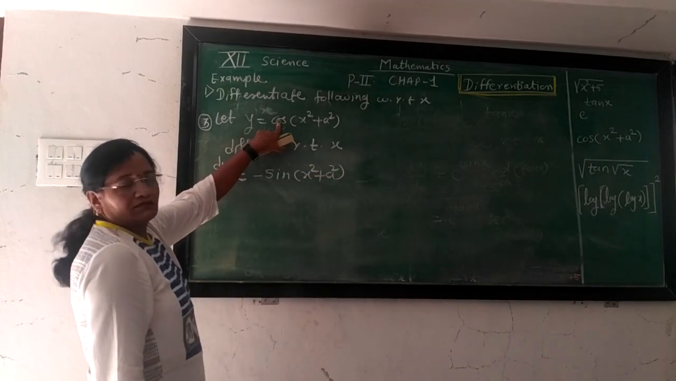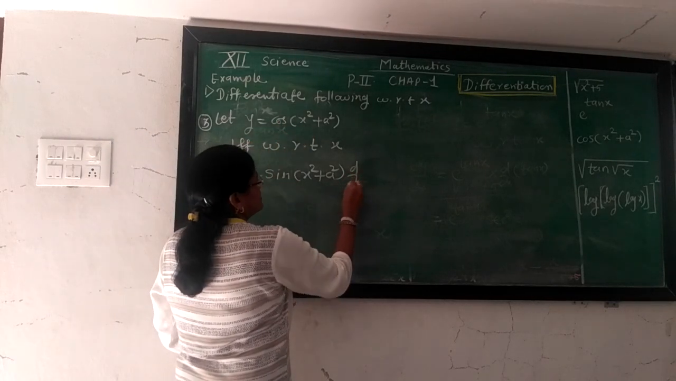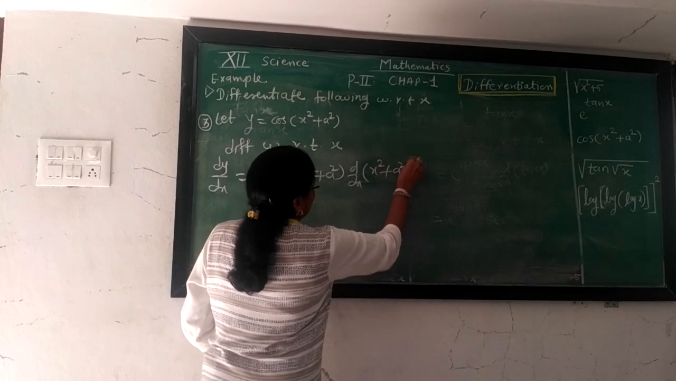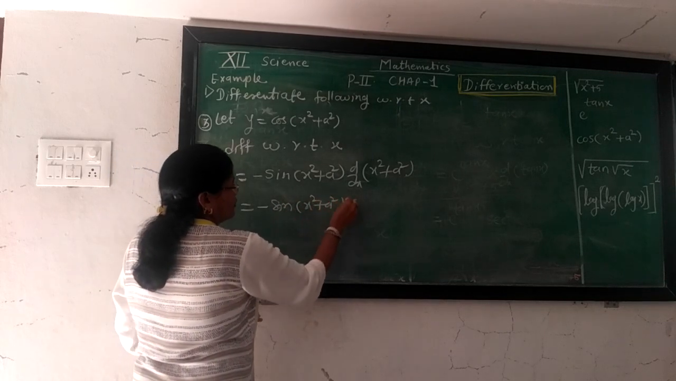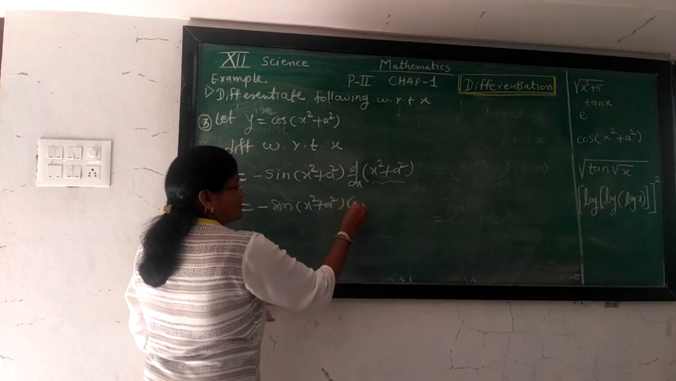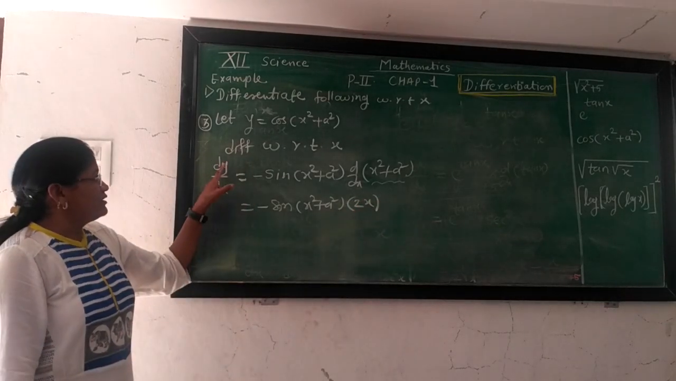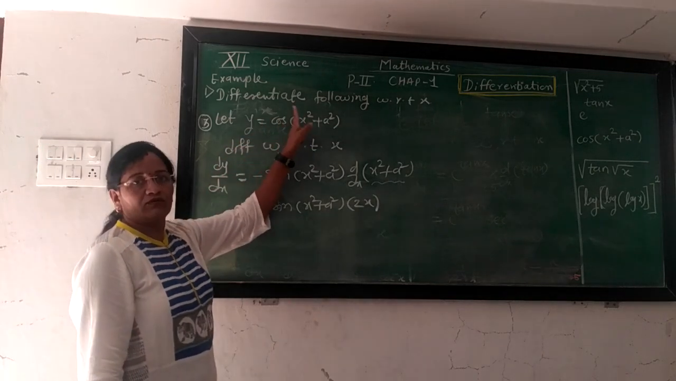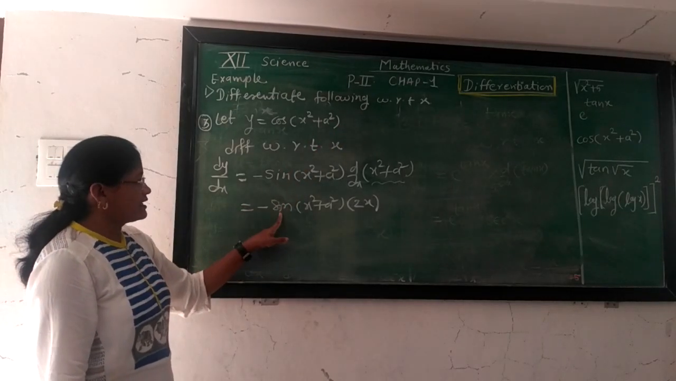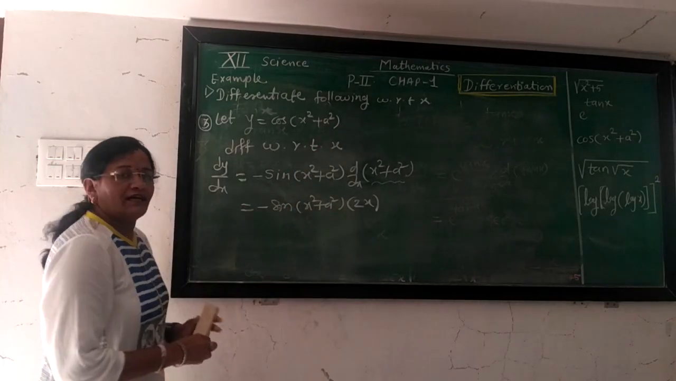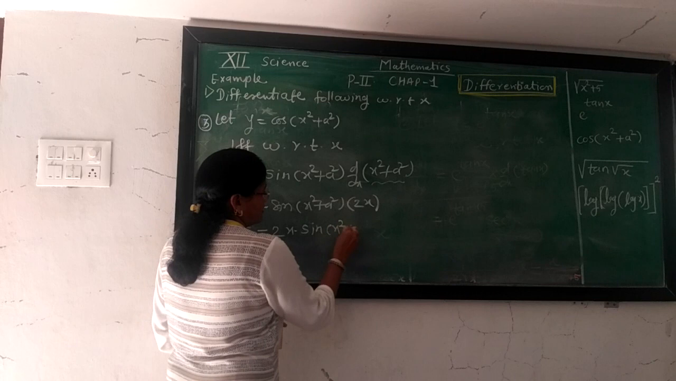Now the work of the derivative of cos is over. Now we take the derivative of x square plus a square, d by dx of x square plus a square. So the first term remains as it is, and we only find the derivative of this. The derivative of x square is 2x and the derivative of a square is 0, and therefore the derivative of y equal to cos of x square plus a square is equal to minus sine of x square plus a square into 2x, and therefore the final answer is minus 2x sine of x square plus a square.